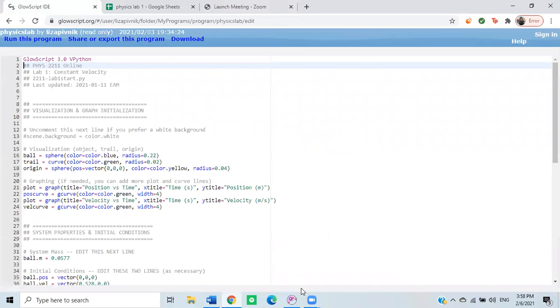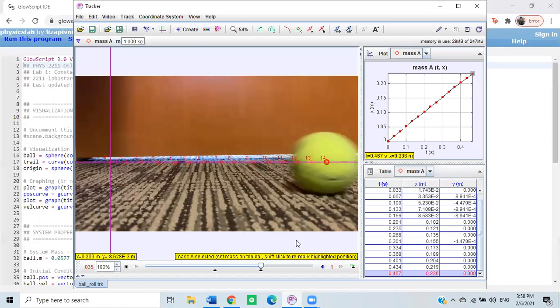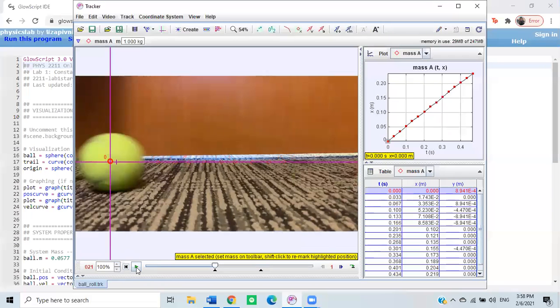Using tools like Tracker, which is what we used in this lab, and computational models is very important in real life because we can track the motion of objects or anything else in a very effective way without having to do it by hand. A computer can do it for us. In this lab, I analyzed the motion of a tennis ball rolling across the ground. So here's my video.